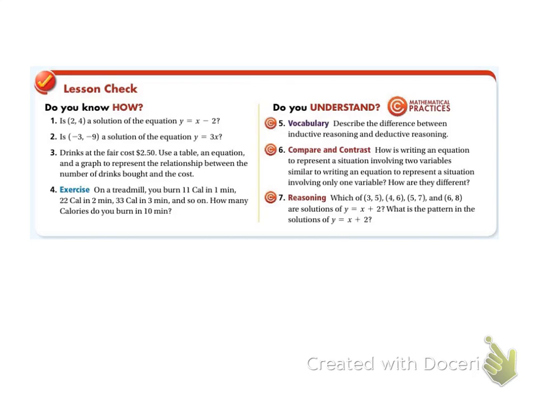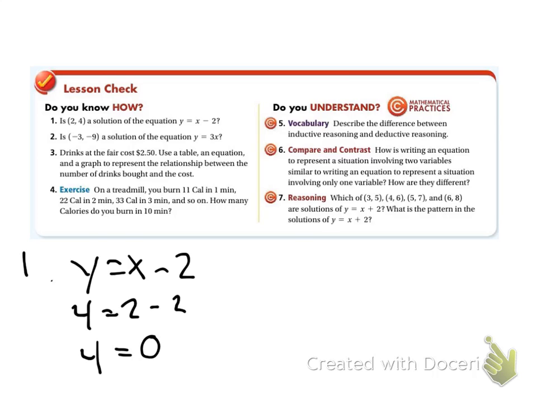Our lesson check. Number 1, we can just plug in that point. So y equals x minus 2. I'm going to plug in 2 for x and 4 for y. So 4 is equal to 2 minus 2. 4 is equal to 0. That is not true, so not a solution.